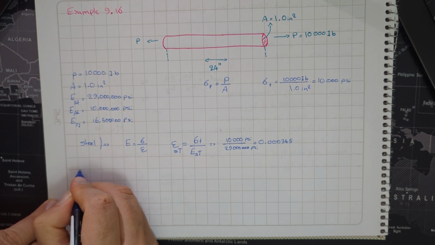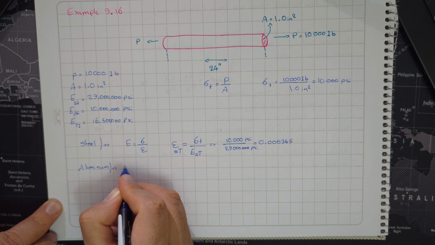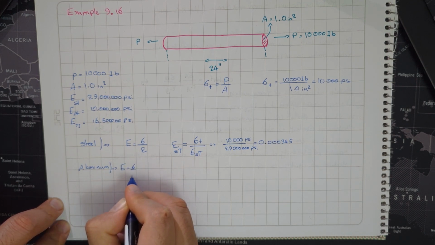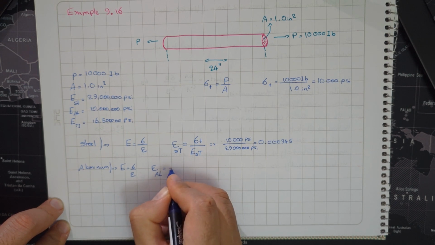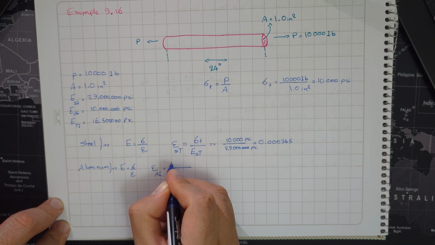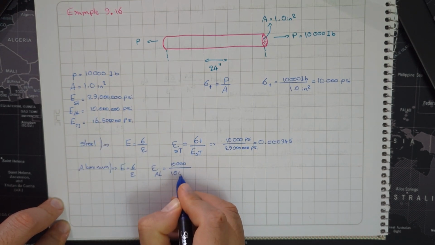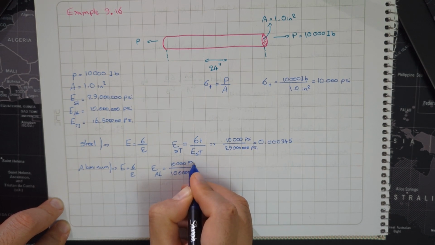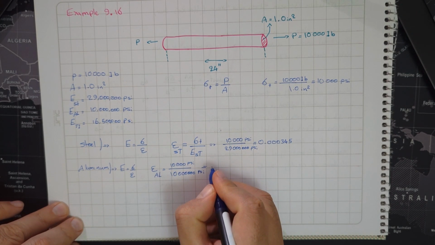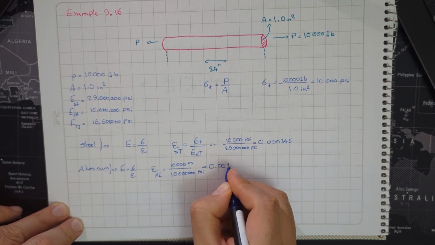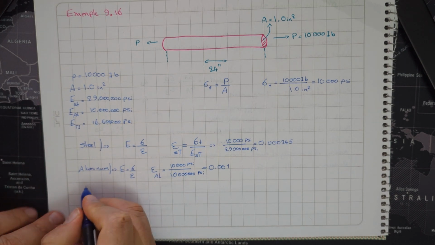And for aluminum, epsilon equals sigma over E, so it equals 10,000 over 10 million psi, and the answer is obviously 0.001. And calculate the strain for titanium.